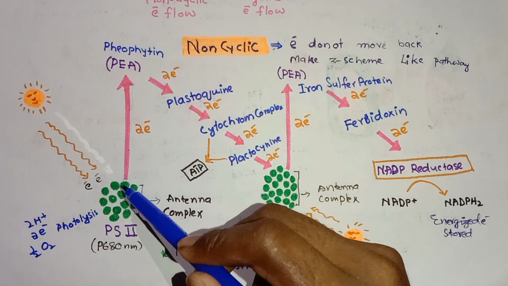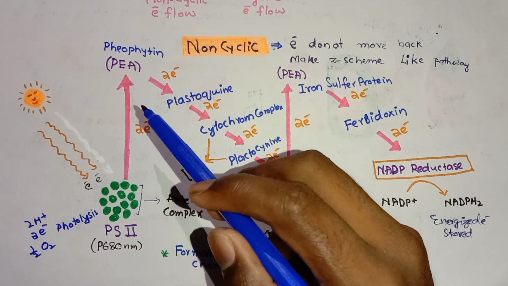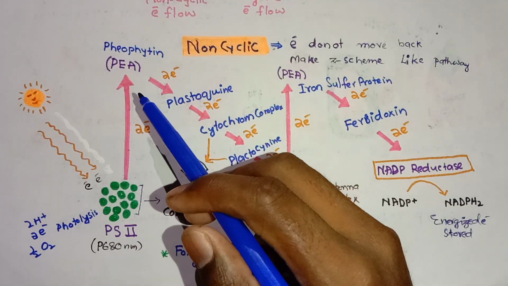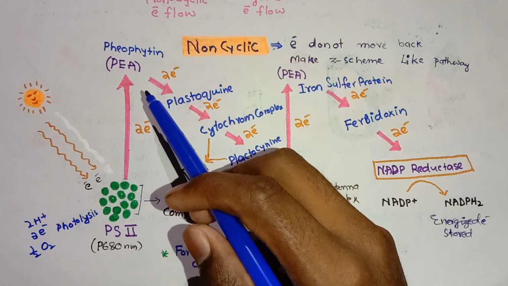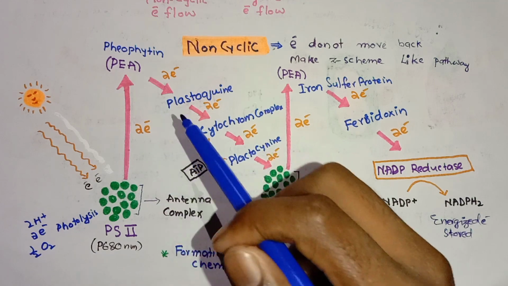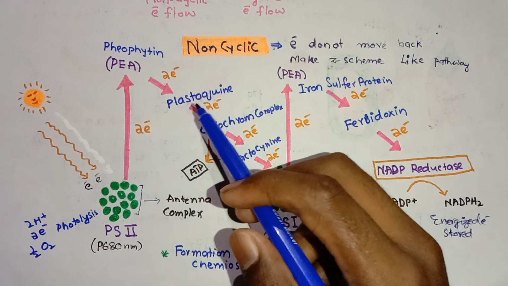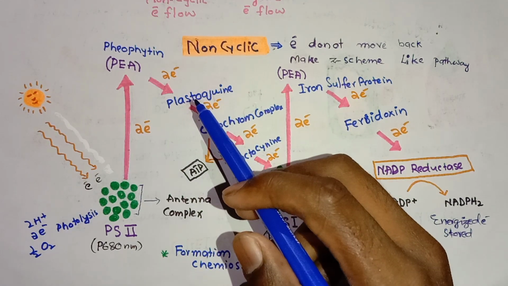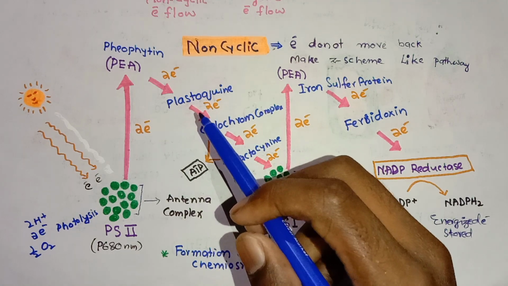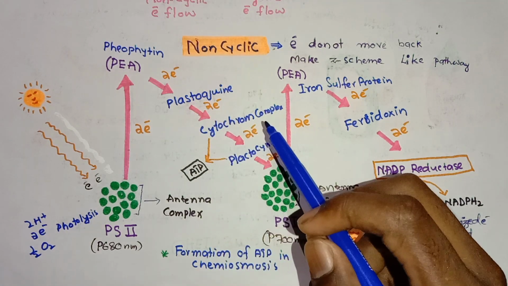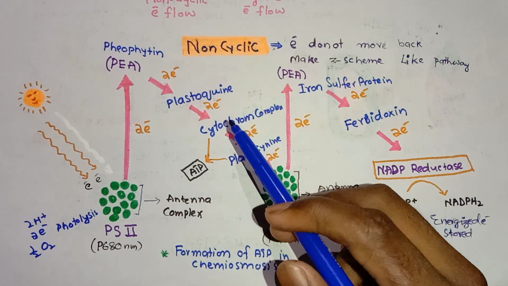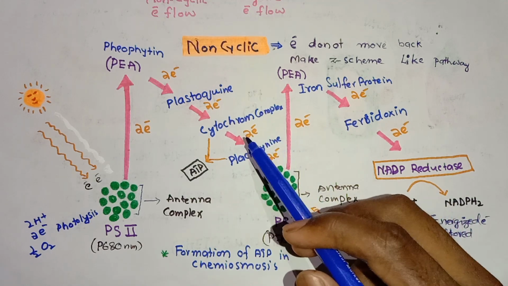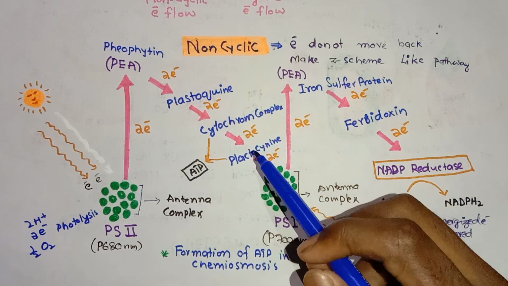So here the excited electron goes to the primary electron acceptor. Here we have pheophytin. So the pair of electrons goes to the pheophytin, the primary electron acceptor. After the pheophytin, the pair of electrons goes to the plastoquinone. This is a protein molecule that accepts the pair of electrons from the pheophytin. After the plastoquinone, it transfers the pair of electrons to the cytochrome complex. After the cytochrome complex, it also transfers the pair of electrons to the plastocyanin.